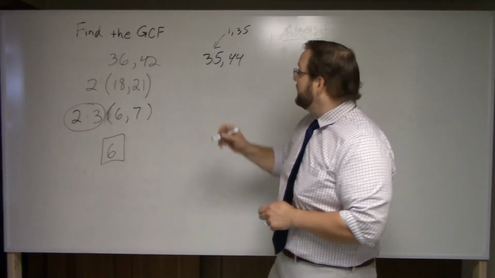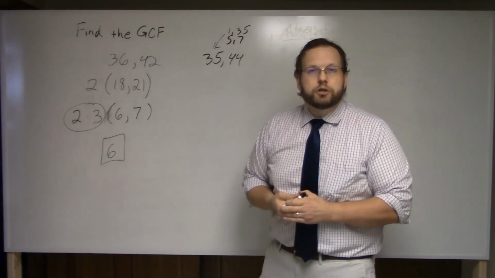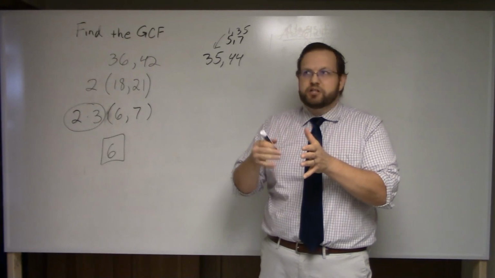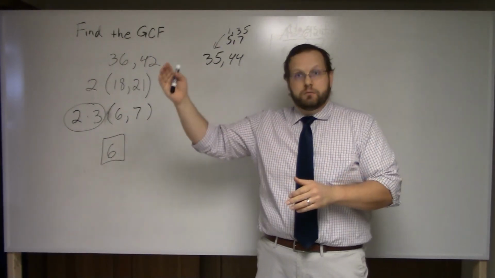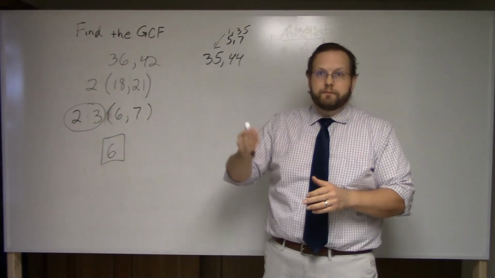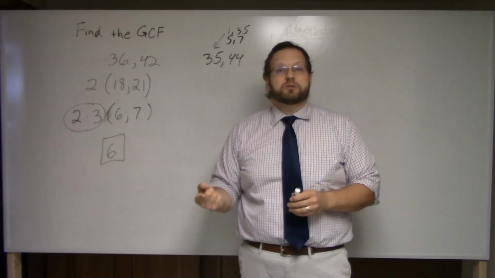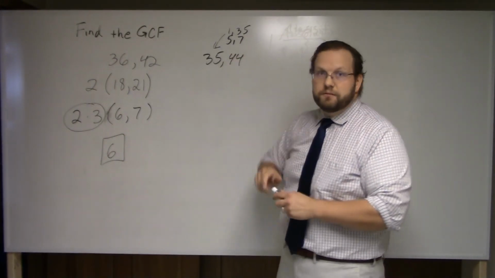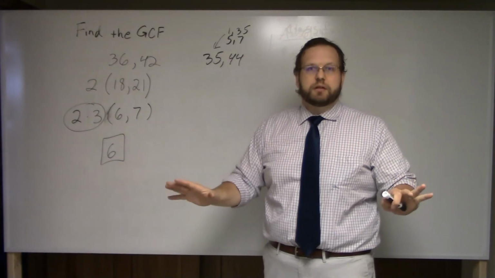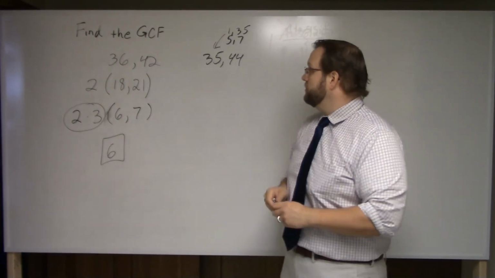5 times 7. Okay, notice I'm doing this sequentially. I'm not jumping from 1 to 10 to 3 to 13. 1, 2, 3, 4, 5 hits. 6, remember it's not even, so 6 isn't going to work. And then I hit 7 again. Once I repeat myself like that, I'm done. There's nothing else to check for. These are my factor pairs. I have 4 factors for 35.